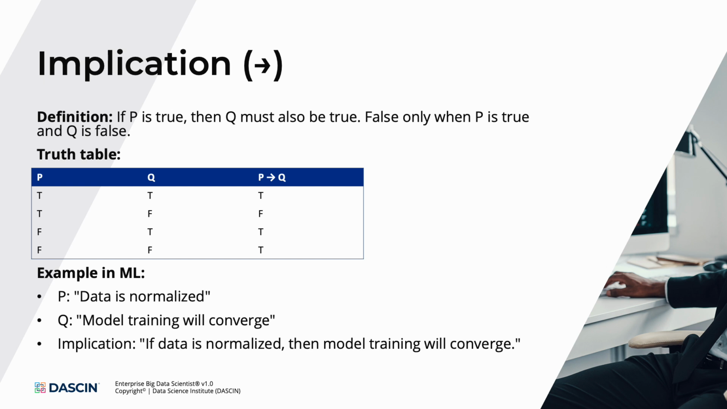Implication is an if-then statement. It says if P is true, then Q must also be true. The only case where implication fails is when P is true, but Q is false. For example, if we say that if data is normalized then the model will converge, and the data is indeed normalized but the model fails to converge, then the implication is false.